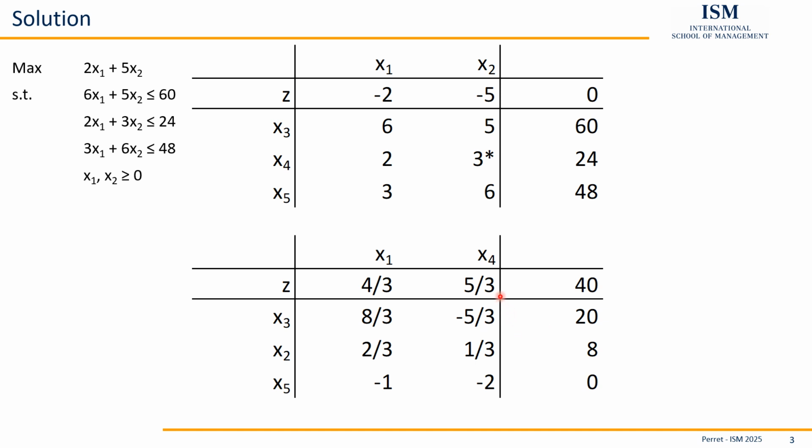Well, I have calculated all the other values. So before I go to discuss the optimal solution, let's just have a quick look at how I would calculate all the other values. So for 6, this would be my rectangle which I'm going to use. For 3, this would be the rectangle I'm going to use. So 3 minus this times this by this. For 60, this would be the rectangle, so 60 minus 5 times 24 divided by 3. And for this value here, I would have 48 minus 6 times 24 divided by 3.